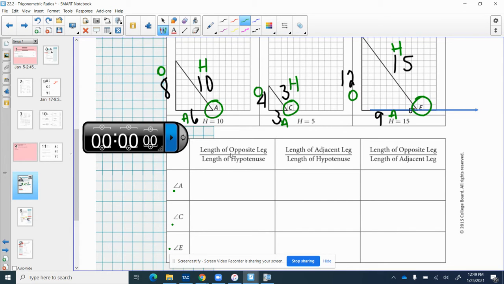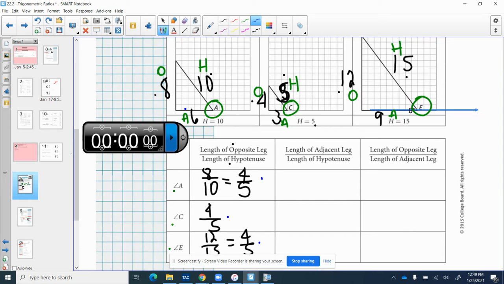What this allows us to do is set up our three trig ratios. The first one wants O over H, the opposite leg's length over the hypotenuse. So opposite over hypotenuse is 8 over 10, which reduces to 4 over 5. Then opposite over hypotenuse in the second triangle, this must be a 5, hypotenuse is 5, 4 over 5. And last but not least, 12 over 15, O over H, which reduces to 4 over 5. So what you may notice here is that all three of these reduce to the same value.